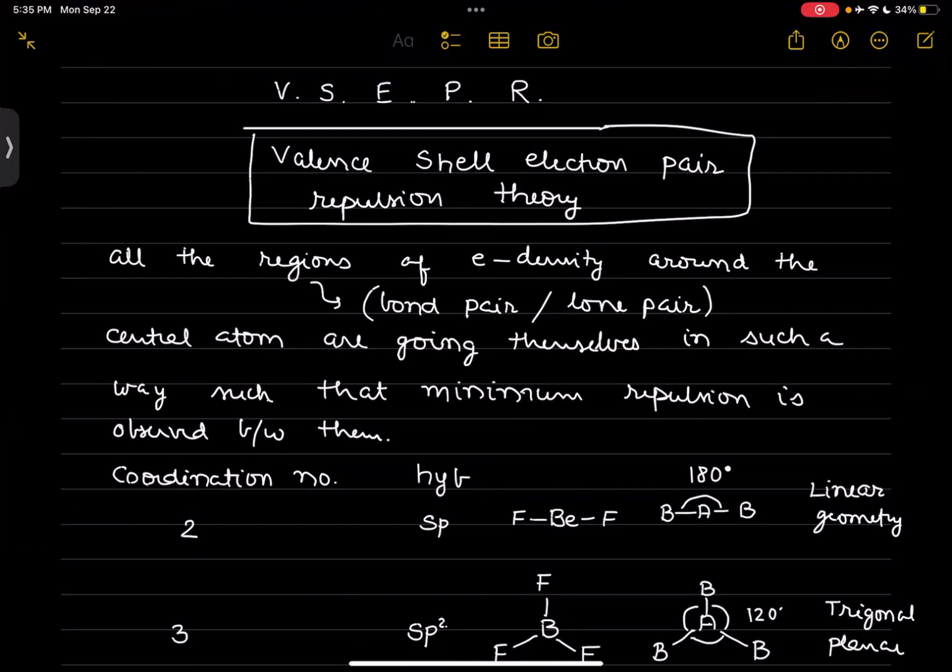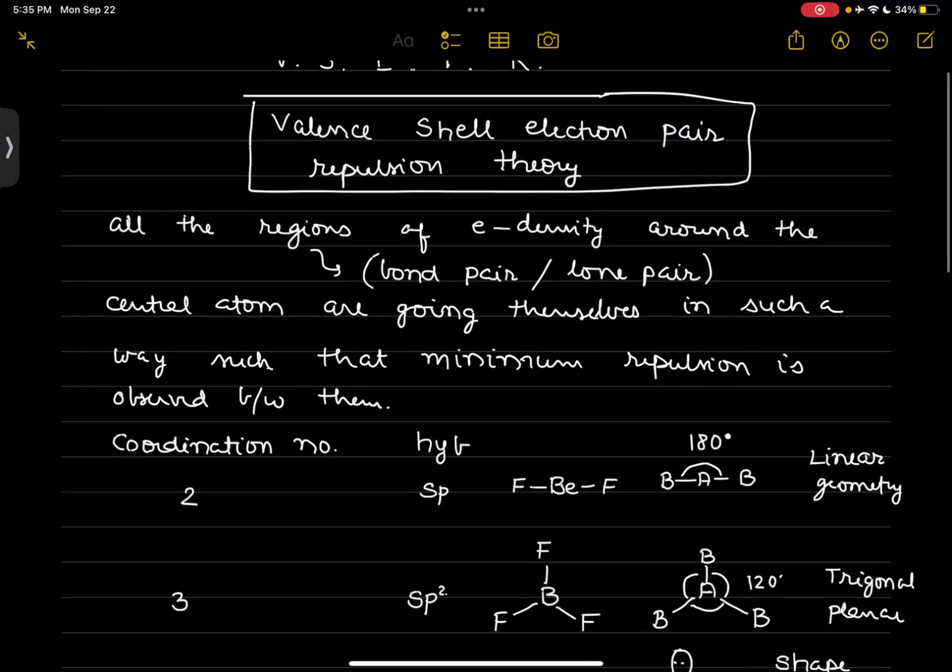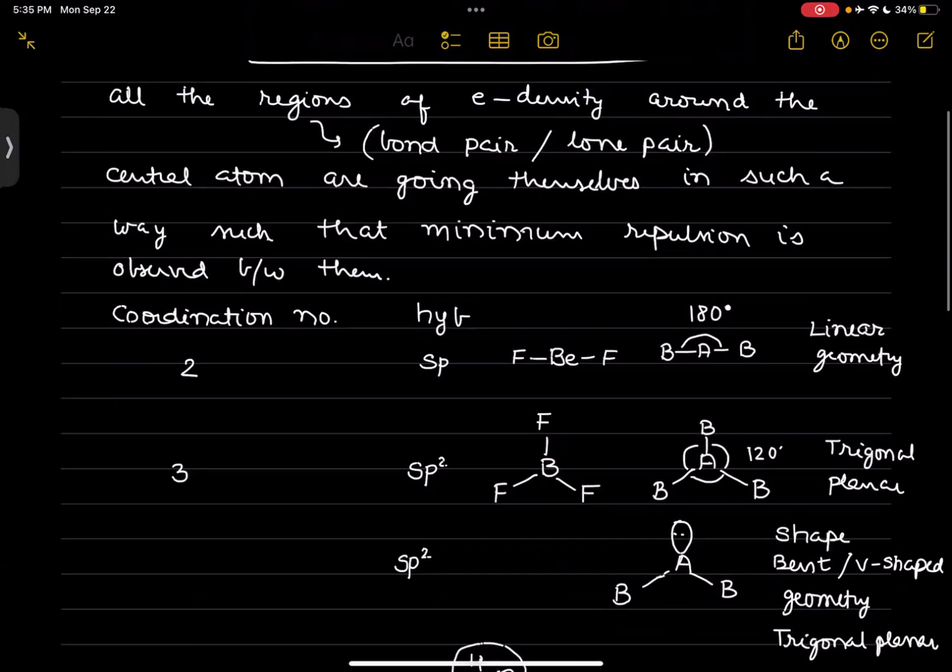Because you need to write a theory in the examination. So the basic idea we must be aware of is that, depending upon the number of lone pairs and sigma bonds, you try to arrange them around the central atom so that you can minimize the repulsion between them.